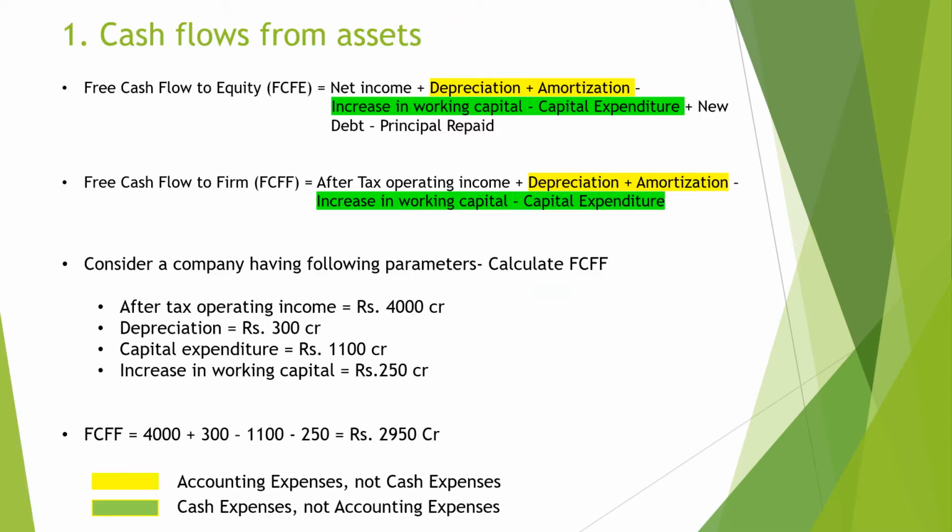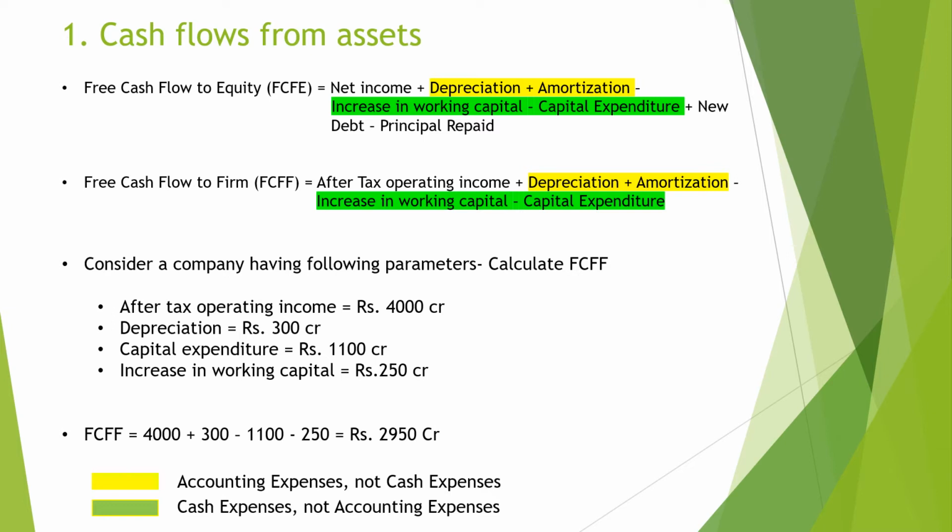So the first one is cash flow from assets. As I mentioned, there are basically two types of cash flows, depending upon what we are trying to value. In the previous videos we have discussed free cash flow to equity, and I've just mentioned it for our reference, what is meant by FCFE and what is meant by FCFF. FCFE, as we discussed in our previous video, is basically rationalizing the net income with the true reality, or aligning the net income with the actual cash inflow or cash outflow.